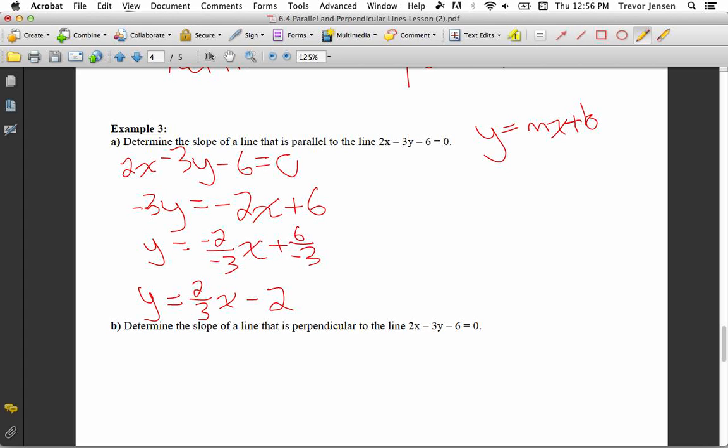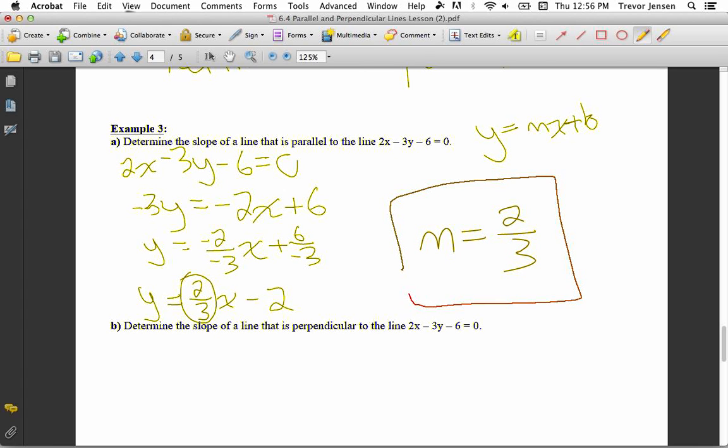What's the slope of a line parallel to this one? Well, this line has a slope of 2 over 3, so a line parallel to that would have a slope that is identical to that. So it would also be 2 over 3.